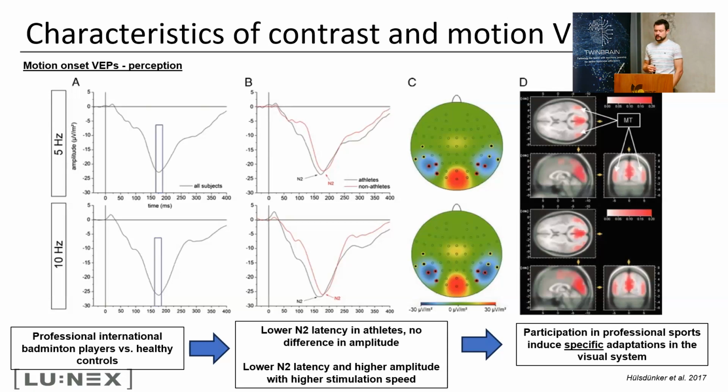We were interested in the N2 potential, which I've highlighted here. Basically, this is the N2 peak, around 200 milliseconds, a bit earlier. Again we compared between the athletes and the non-athletes, and here we see the differences between the two groups. The athletes are indicated in black and the non-athletes in red, and we see that the red curve is shifted to the right, indicating that the speed of the visual system in the athletes is higher when compared to the non-athletes.